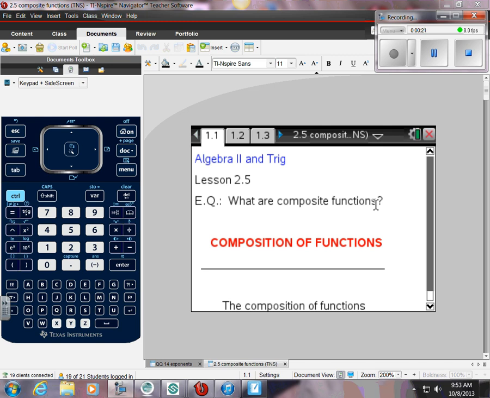How many of you play softball or baseball? What's a composite bat? It's a mixture of multiple elements come together to make the bat, right? So composition means I'm taking different, in our case, functions, and I'm putting them together. It's a composition of functions. Let's move to the next page.